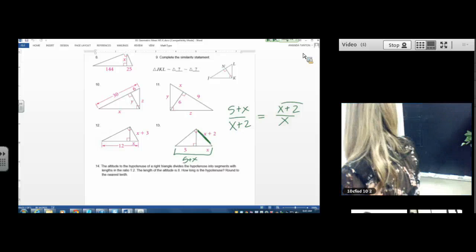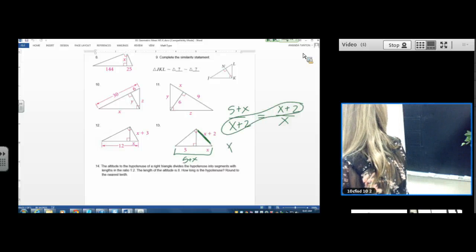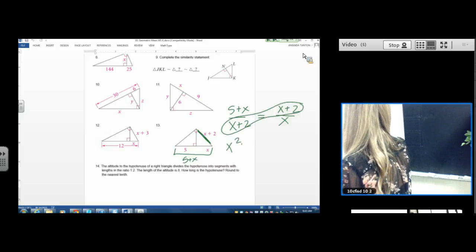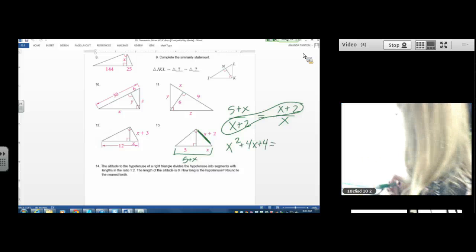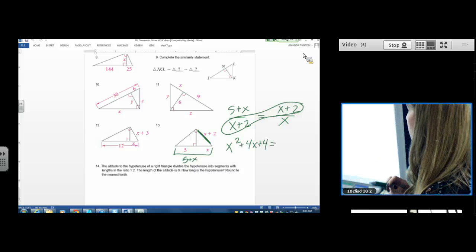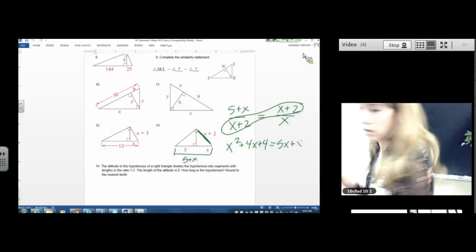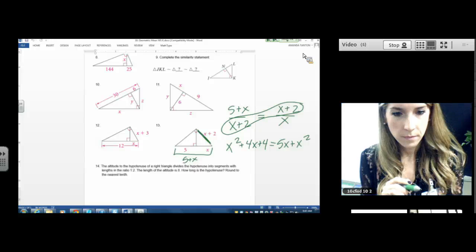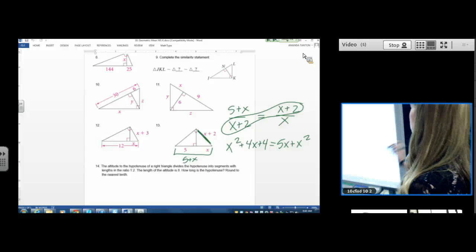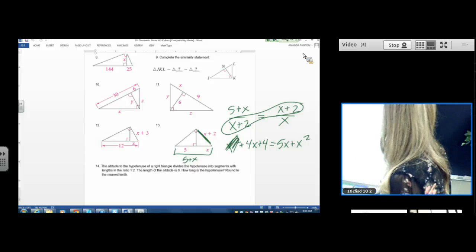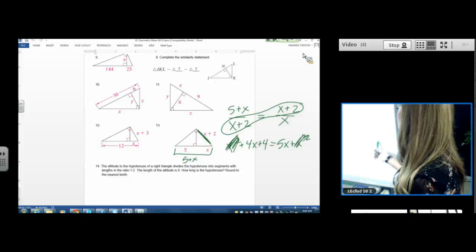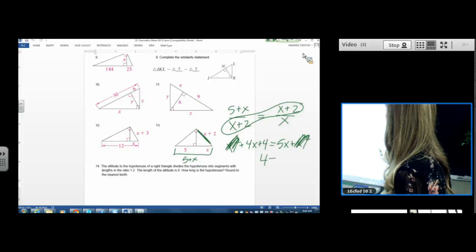Okay, I'm going to go to town multiplying. Ready? X plus 2 times x plus 2 is x squared plus 4x plus 4. When you FOIL, x times 5 plus x is going to be 5x plus x squared. Because you have to distribute. Okay, the awesome thing about this one is that the x squareds cancel. And then you subtract 4x from both sides, and x is 4.